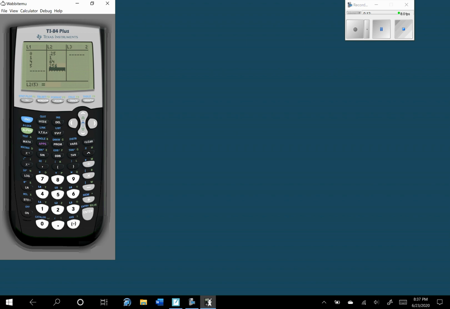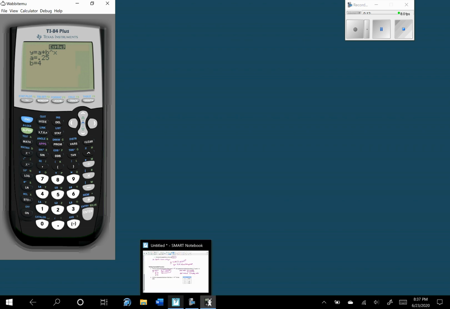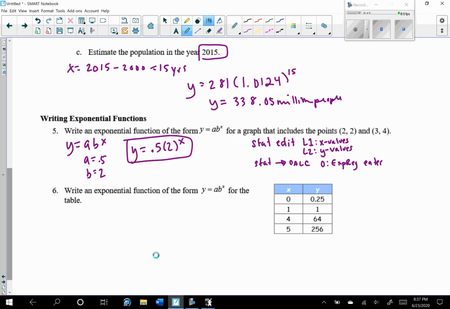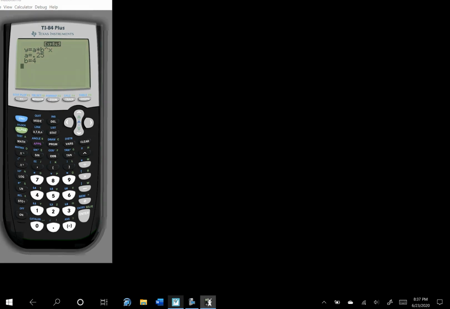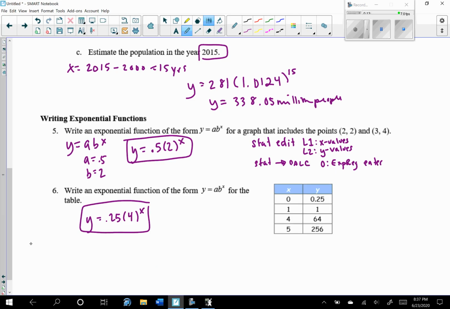And then stat, right arrow to calculate. We're going to do 0 for exponential regression and then enter all the way down to calculate. And so there is our A and our B values, and we can go ahead and write our equation. Y equals 0.25 times 4 to the power of x. Now, if you have an older calculator, your screen may look slightly different when you're doing the calculations, but it'll be similar to what we just did. All right.